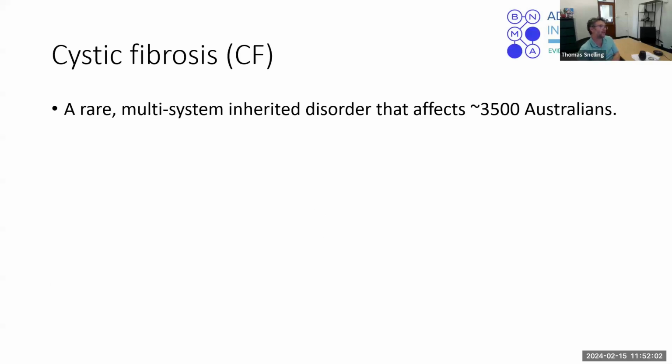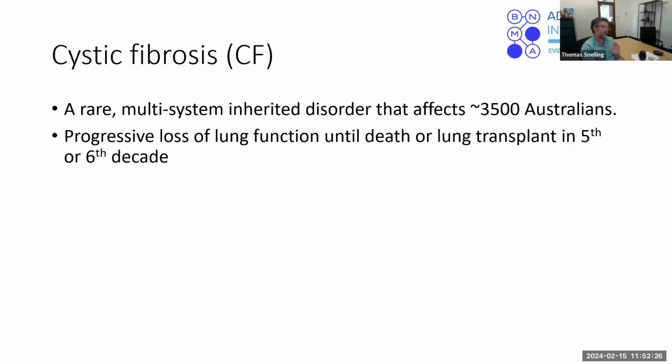And so to make this more concrete, I'll give you the example of a trial that we're doing in cystic fibrosis, where I've sort of simplified several months worth of work down to make it tractable. For those of you who don't know, cystic fibrosis is a relatively uncommon multi-system disease that's inherited. It affects about 3,500 Australians. It causes progressive loss of lung function until people either die from the disease or have a lung transplant, usually at the 5th or 6th decade of life.